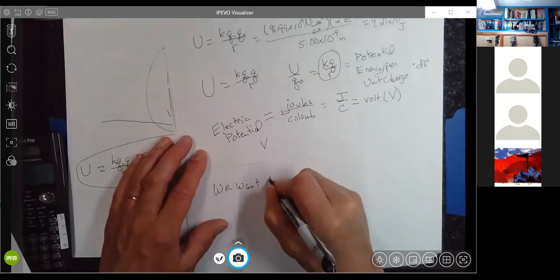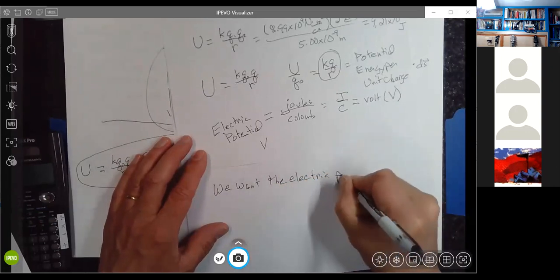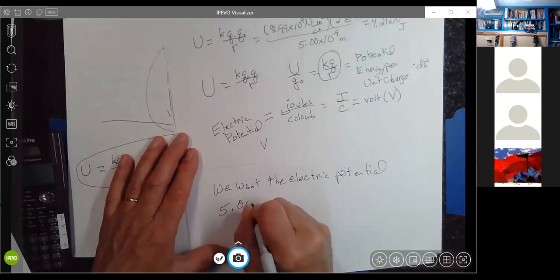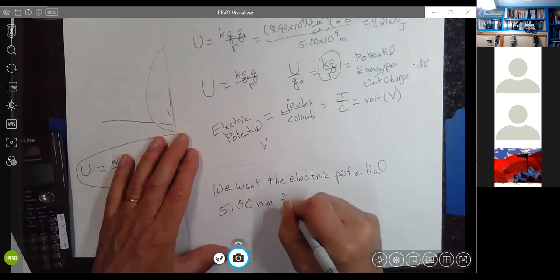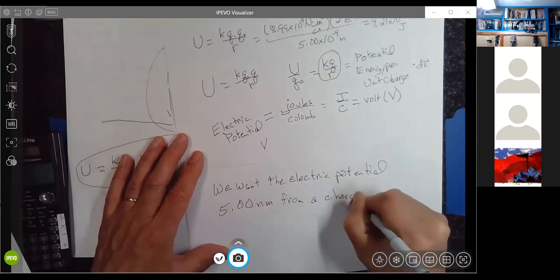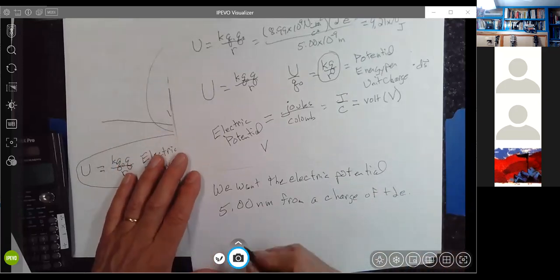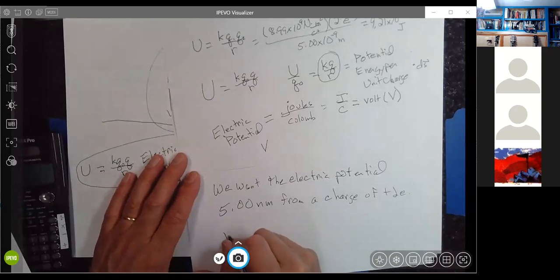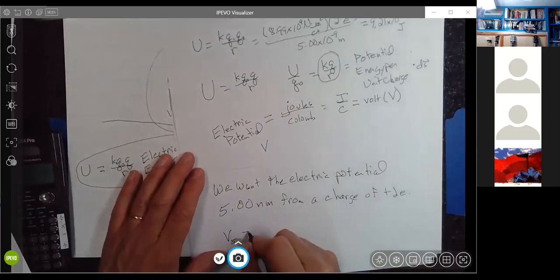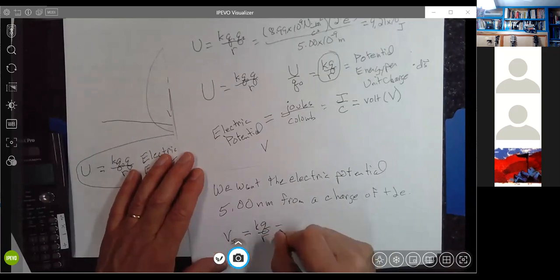Anyway, we want the electric potential 5.00 nanometers from a charge of plus 2e. So I'll call it V sub 5, the electric potential 5 nanometers away from there. It would just be K Q over R, and I just plug in the numbers.